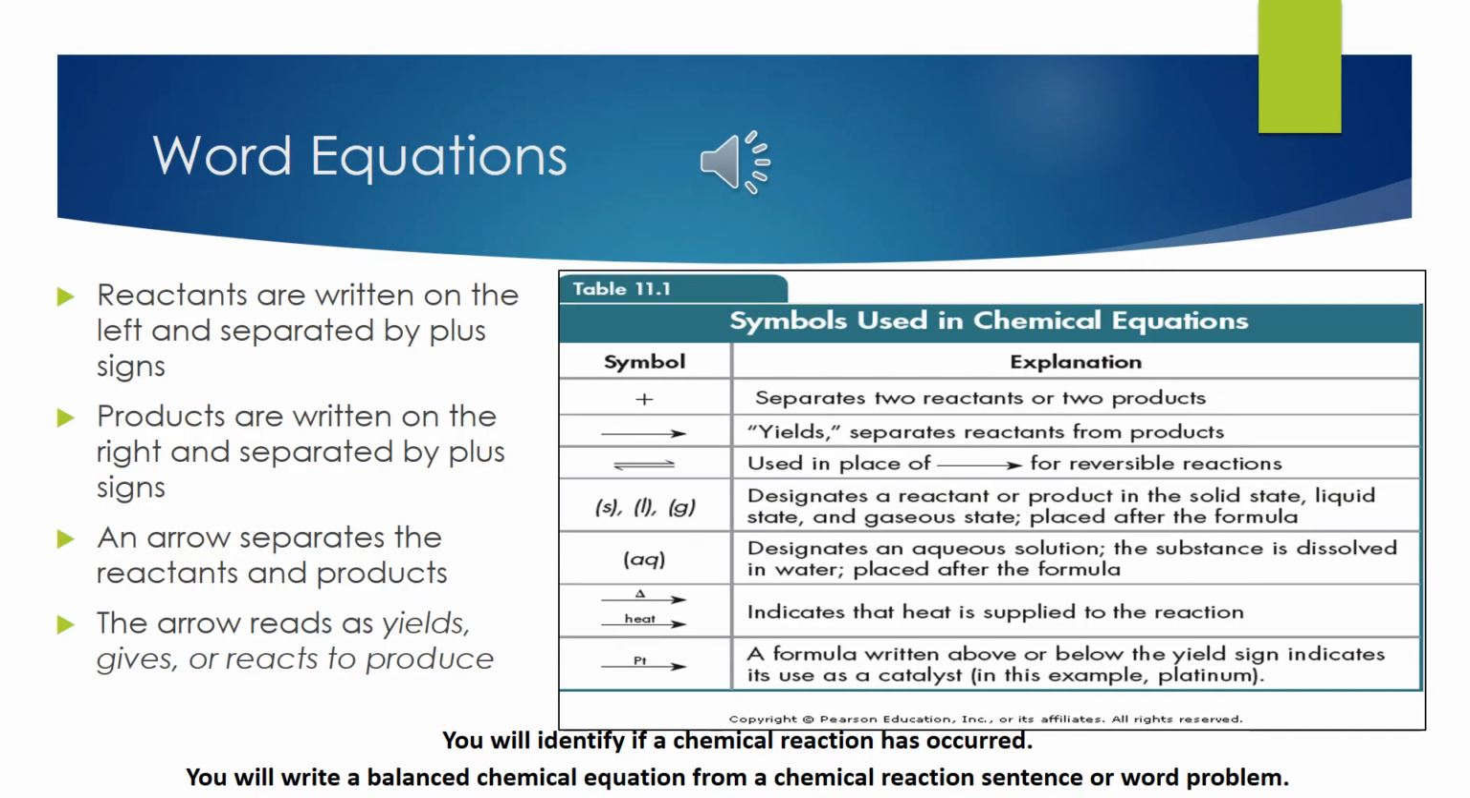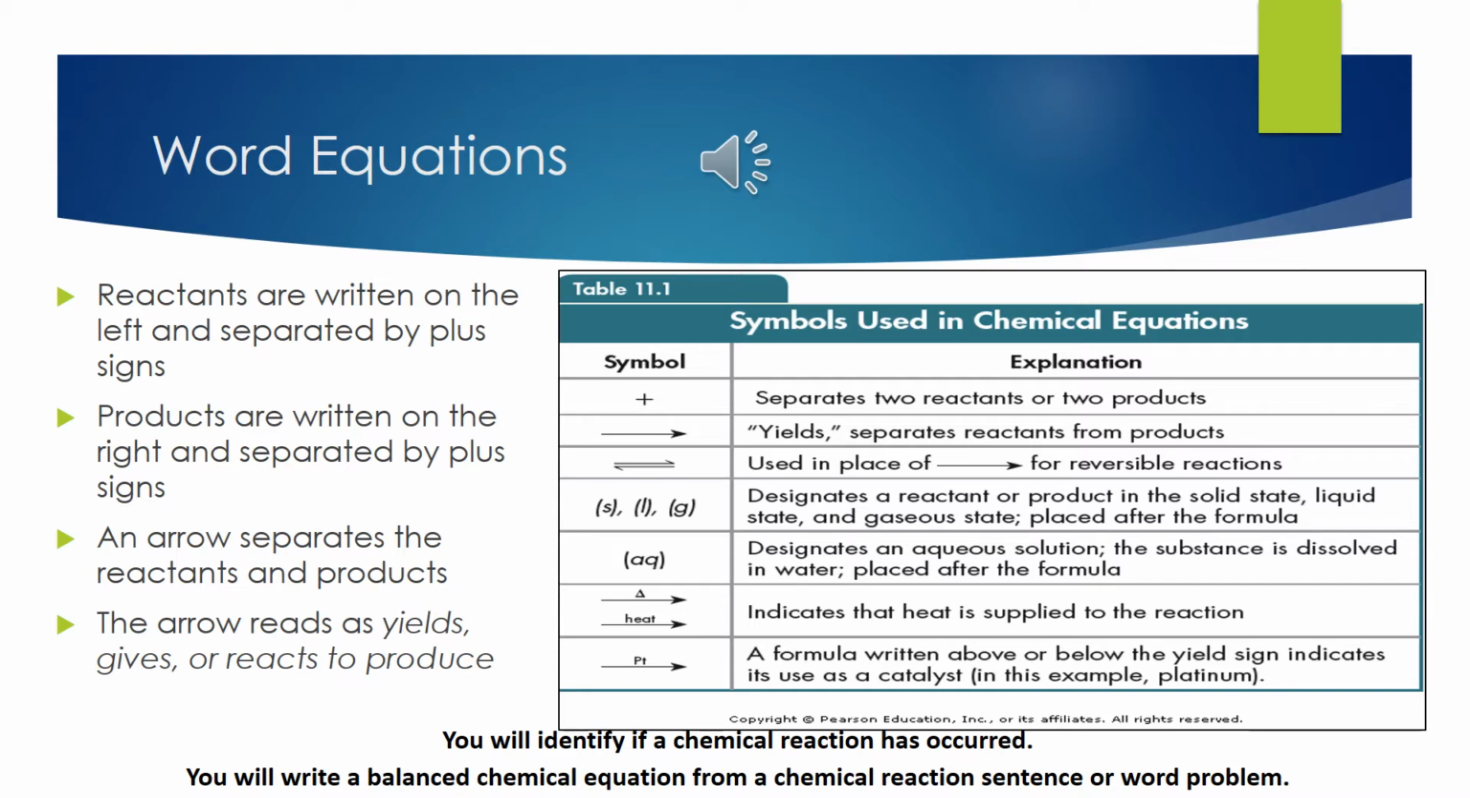The word equations. Reactants are written on the left and separated by plus signs. Products are written on the right and separated by plus signs. An arrow separates the reactants and products. The arrow reads as yields, gives, or reacts to produce. On the right you will find the symbols used in chemical equations.